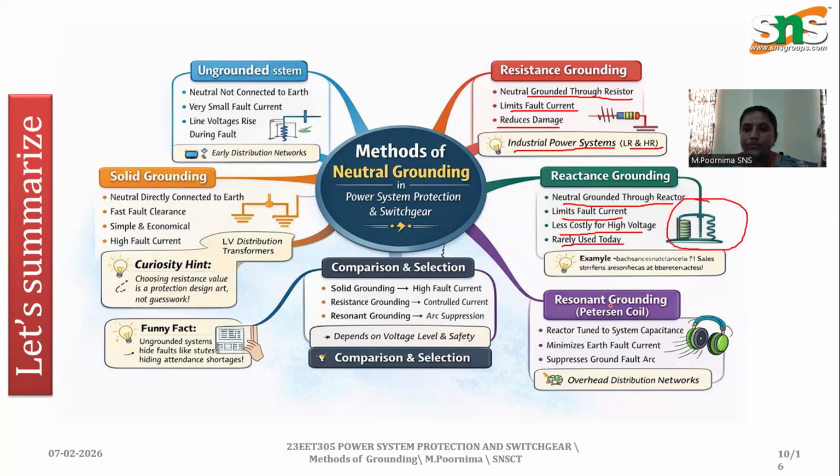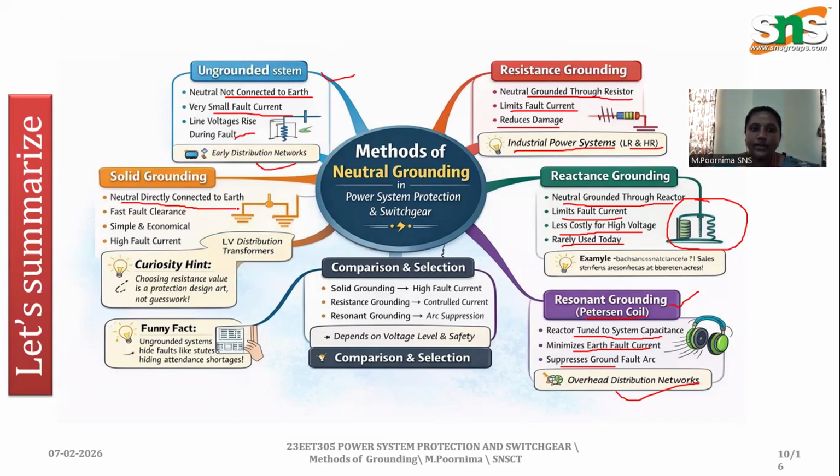Then resonance grounding, also known as Peterson coil grounding. It is a reactor tuned to the system capacitance, which minimizes the earth fault current and suppresses the ground arc. This is used in overhead distribution lines. Coming to the underground system, the neutral is not connected to the earth, the fault current is very small, and line voltage rises during a fault.